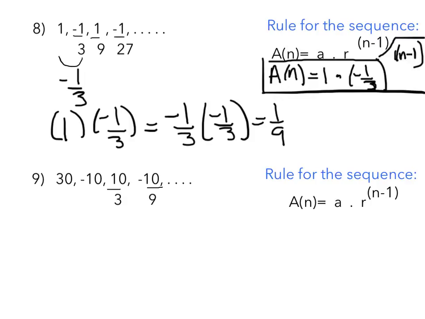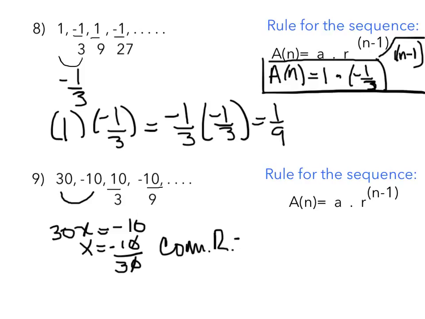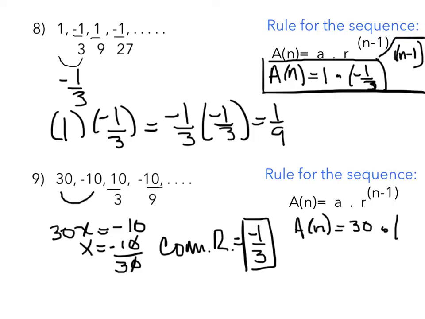Problem number 9. What happened from 30 to negative 10? I can do it solving for x. I don't know what I multiplied the 30 by, but now I have negative 10. The way to get it will be by passing the 30 to the other side, reducing, and once again my common ratio is negative 1/3. So my rule will be the first term, which is 30, times the ratio, which is negative 1/3, to the n minus 1. And this is my other rule for the sequence.